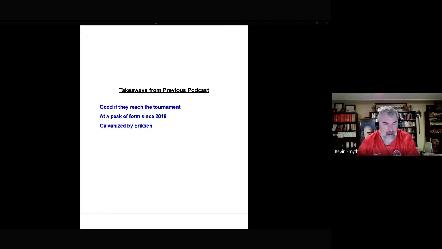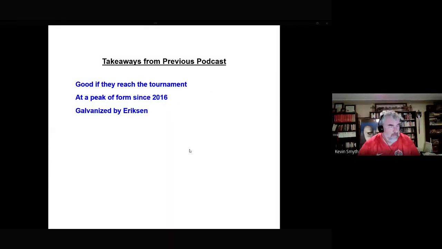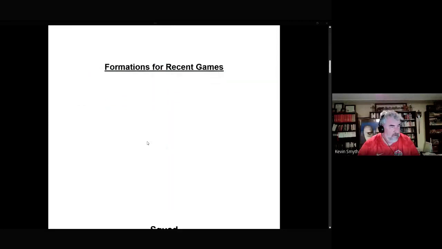So Eriksen is now back, by the way. But a lot of the players who played in the 2020 Cup are still there. So it's a pretty tight squad. Let's move on to talk about their formations.